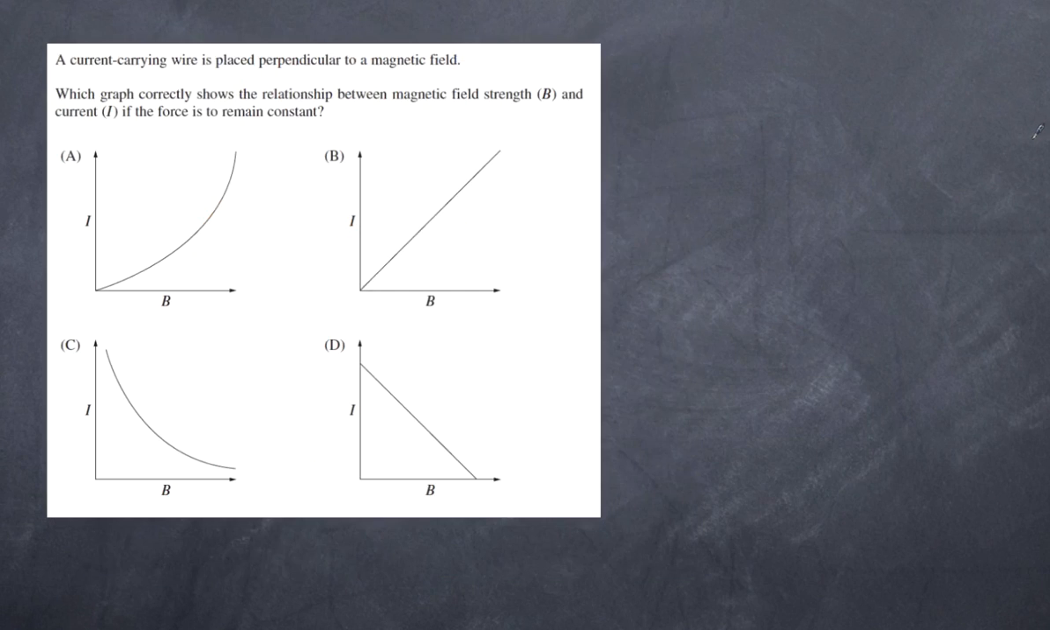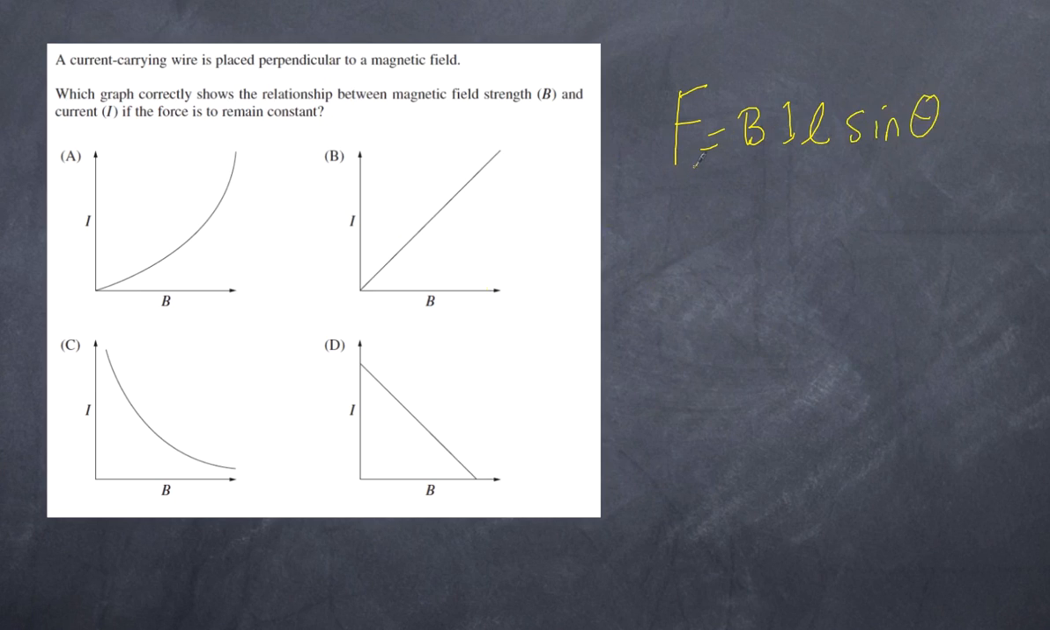Question 2. A current carrying wire is placed perpendicular to a magnetic field. Which graph correctly shows the relationship between the magnetic field strength B and the current I if the force is to remain constant? Pause now. Okay, so this is all about the motor effect. The current carrying wire will experience a force in a magnetic field, and the value of the force is equal to BIL sine theta. That's the formula. Which graph represents this formula in the conditions provided?